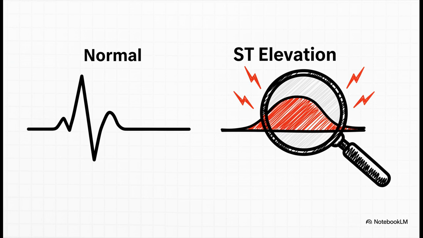Remember our PQRST complex? The ST segment is the part right after that big QRS spike. When a coronary artery gets blocked, that part of the wave elevates, rising abnormally high off the baseline. This one sign tells doctors not just that a heart attack is happening, but where it's happening, allowing them to act fast and save lives.